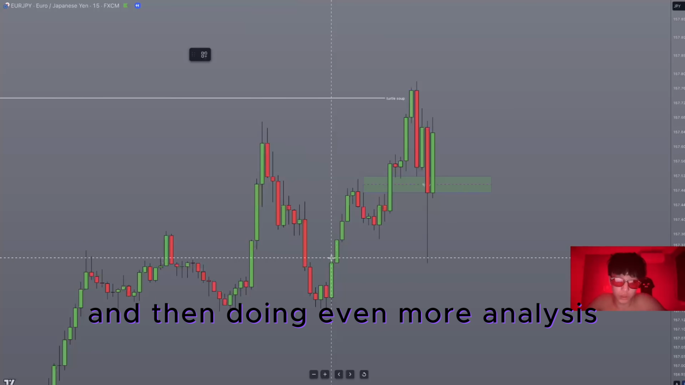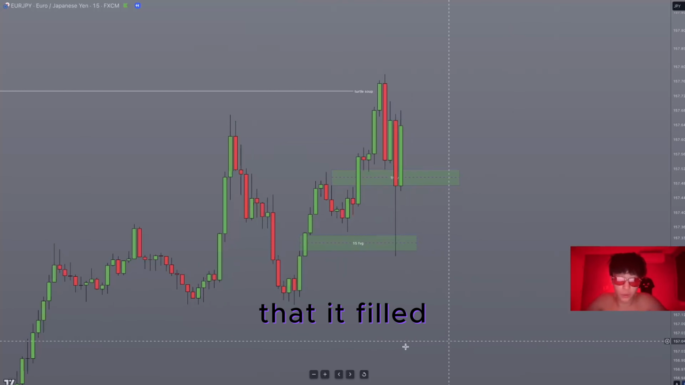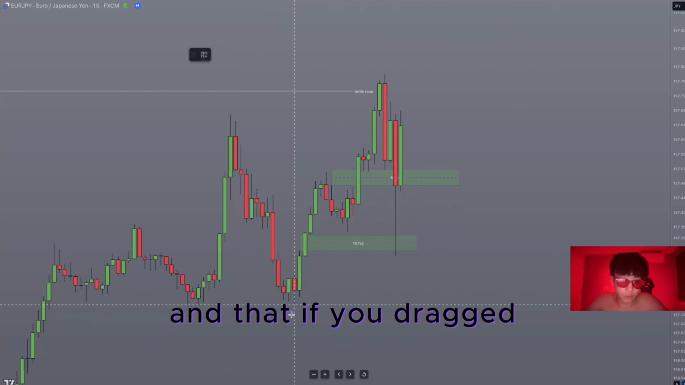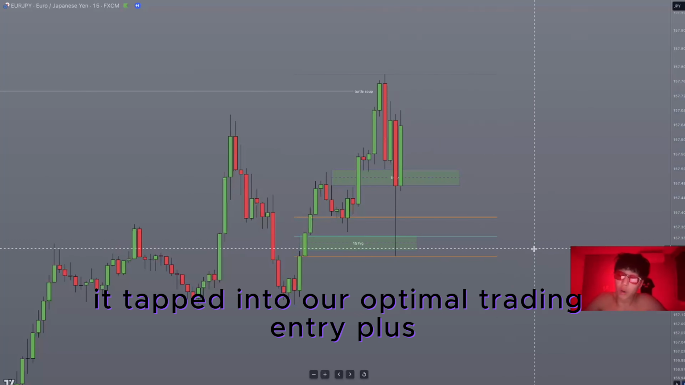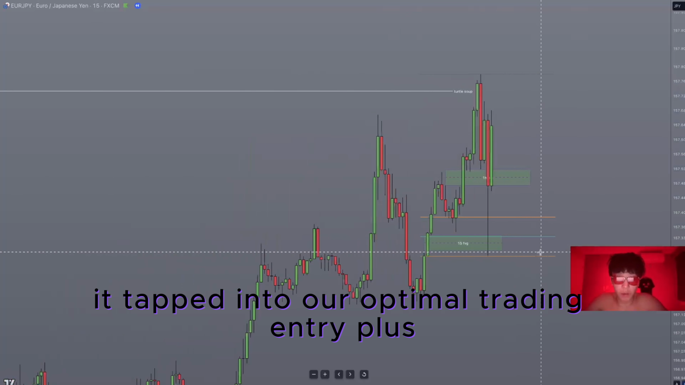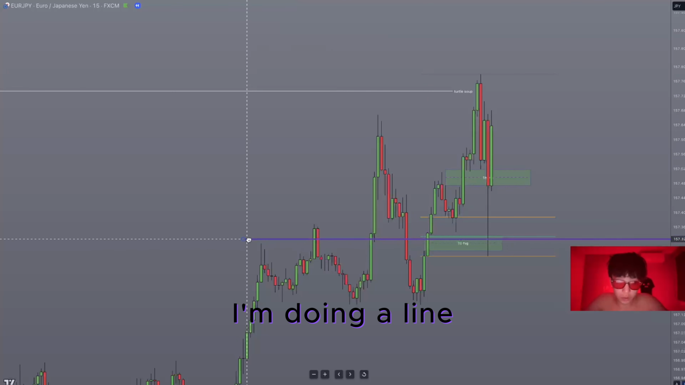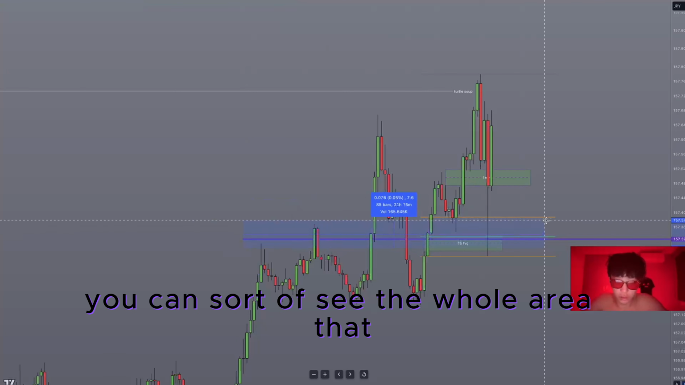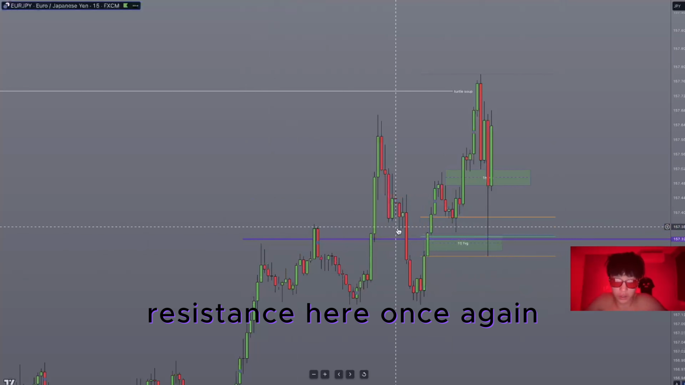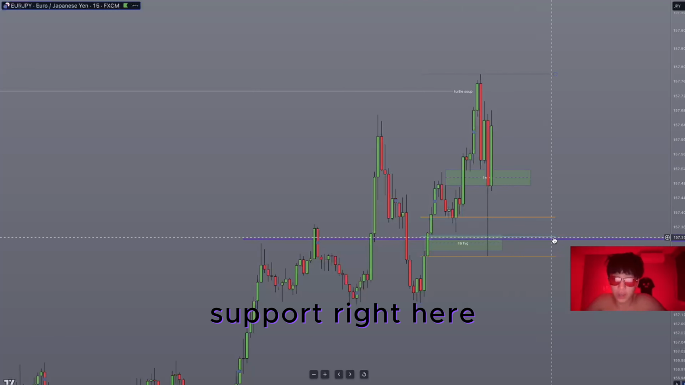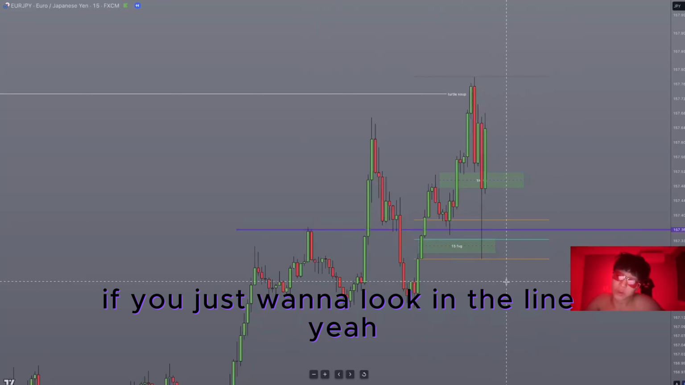And then doing even more analysis, I realized we also had a 15-minute fair value gap here that it filled, and that if you dragged a Fibonacci from this swing low to this swing high, it tapped into our optimal trading entry. Plus, we had this key level right here. I'm doing a line, but you can sort of see the whole area that it goes through. It's used as resistance here once again, support right here, and now it's playing off as support once again. You can change it to there if you just want to look at the line.